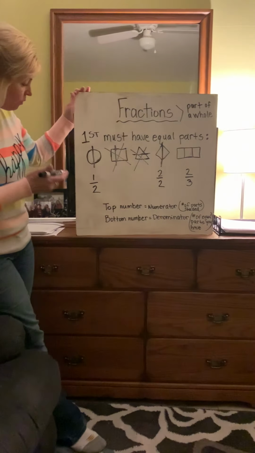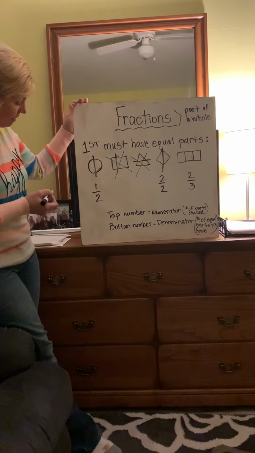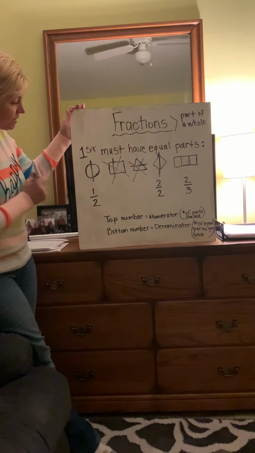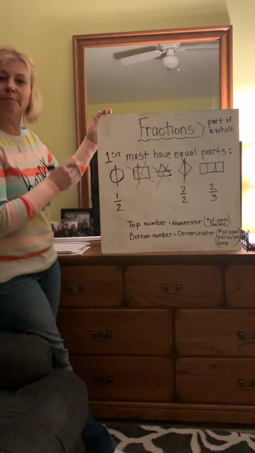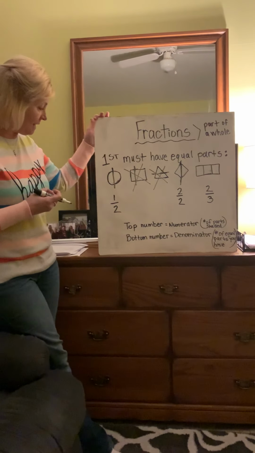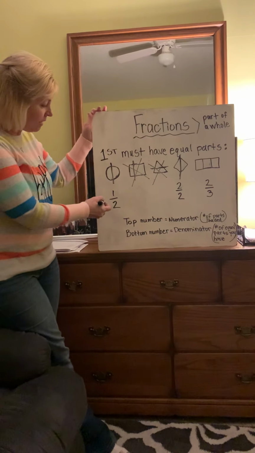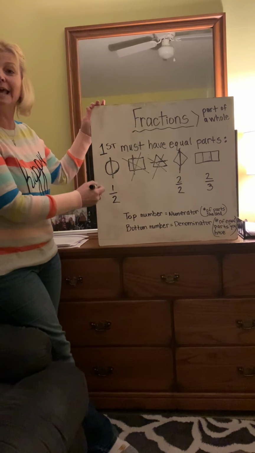When we talk about fractions, we have 2 numbers, and they have a little line in the middle of them. The top number is called the numerator. That's the part that we're going to shade in, the part that we would give to our friend, which would be that one piece. The bottom number is called the denominator, and that's how many equal parts we have all together out of the whole.